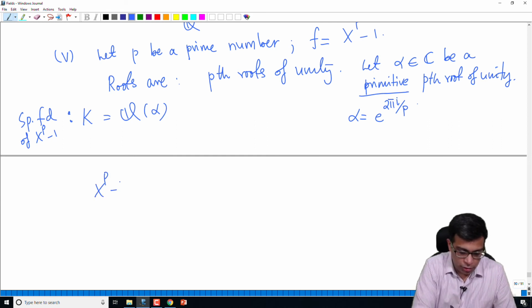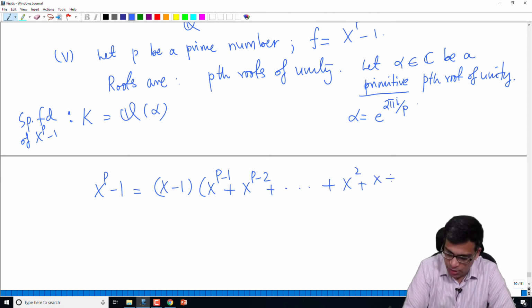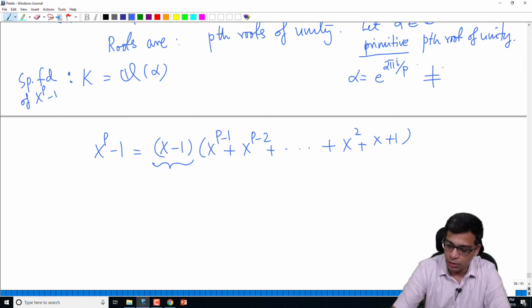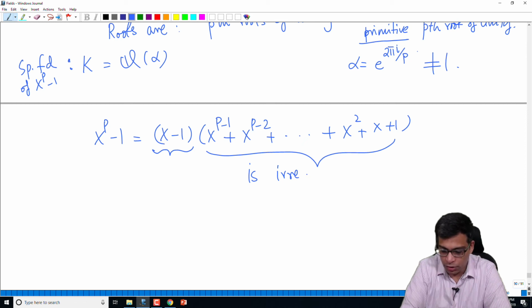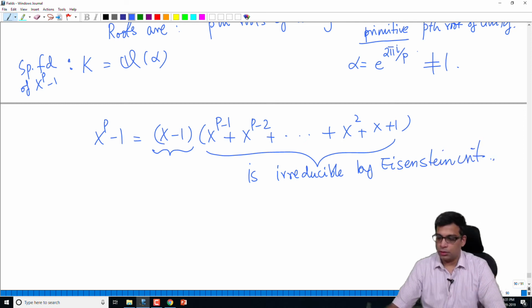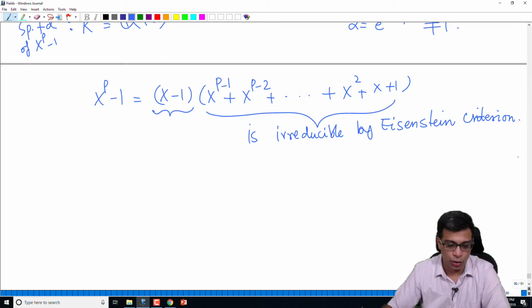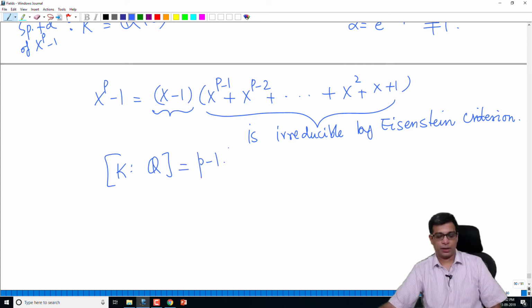So the irreducible polynomial can be found by factoring this into x minus 1 times x power p minus 1 plus x power p minus 2 dot dot dot x squared plus x plus 1. Clearly alpha is not a root of the first term, because there is only one root here, that's 1. Alpha being a primitive pth root of unity certainly is not 1, because p is not 1. And this is irreducible, if you recall from the video on Eisenstein criterion. Eisenstein criterion doesn't apply directly here, but you can modify the variable from x to x minus 1 or x plus 1, rewrite this and apply Eisenstein criterion, and conclude that it's irreducible. So this must be the irreducible polynomial of alpha, and its degree is p minus 1. So the degree of the extension is p minus 1.